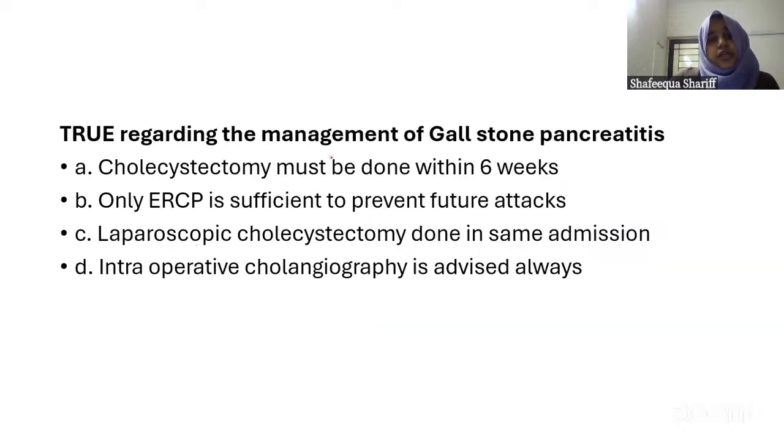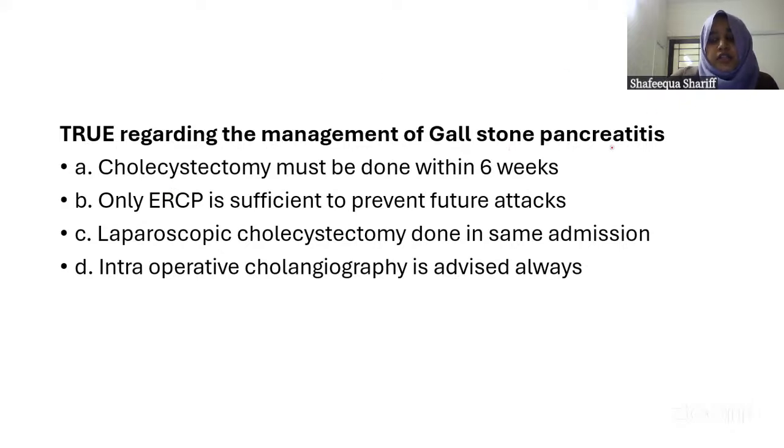So the next complication is gallstone pancreatitis. What is true regarding the management of gallstone pancreatitis? A: Cholecystectomy must be done within 6 weeks. B: Only ERCP is sufficient to prevent future attacks. C: Laparoscopic cholecystectomy is done in the same admission, and intraoperative cholangiography is advised always.